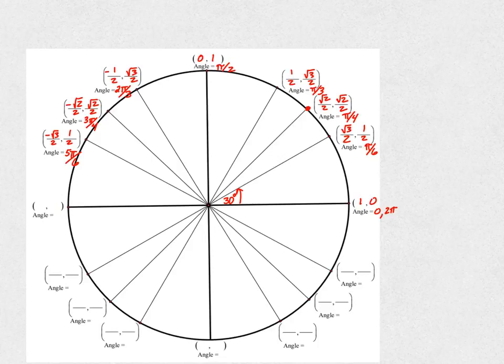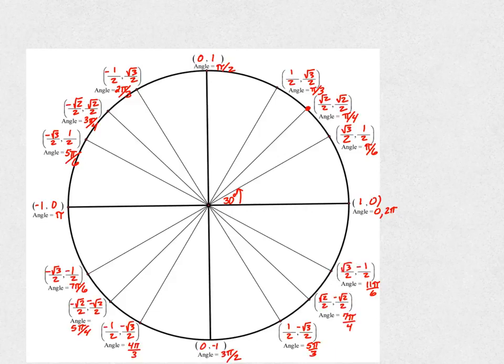The next point is going to be (-1, 0), and this angle is at pi. All right, so what I want you to do now is finish going around this circle, filling in the coordinates. Pause the video, fill in our coordinates, as well as the angle measurements in radians going all the way around. Then you can unpause it and fill in your notes. All right, welcome back.